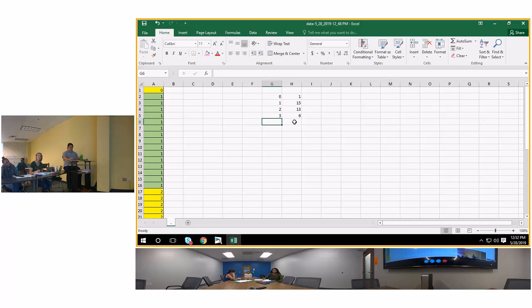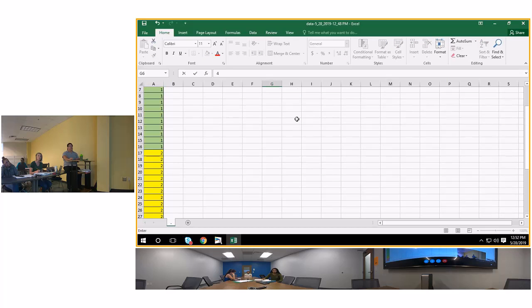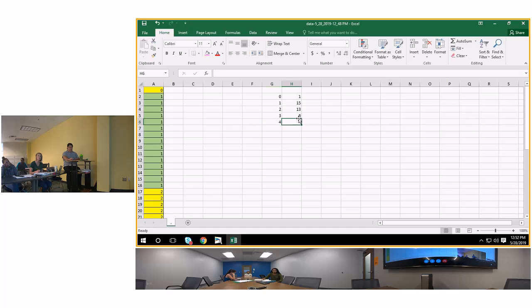And then 4. Got 4. And then 5, we got 1. Which one's the modal frequency? 1, because it's got the what? It's got the most. Okay.